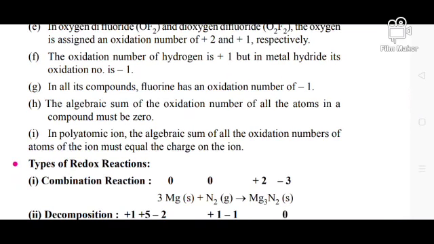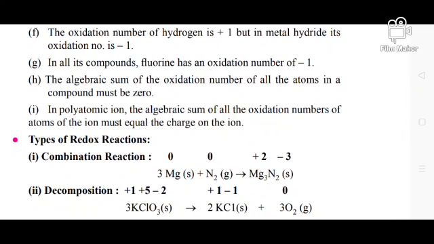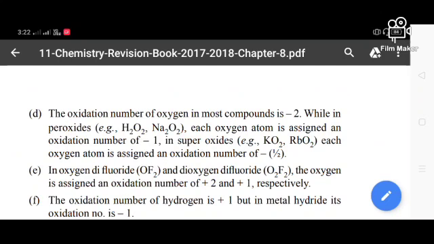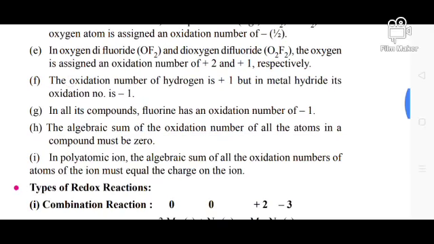The oxidation number of hydrogen is +1, but sometimes in metal hydrides, like calcium hydride and sodium hydride, its oxidation number is -1. So this is a contradictory fact. We have to remember all the things, my dear friends. And after that, in all the compounds, fluorine has the oxidation number of -1. Sorry for the disturbance. So in all the compounds of fluorine, the oxidation number is -1.